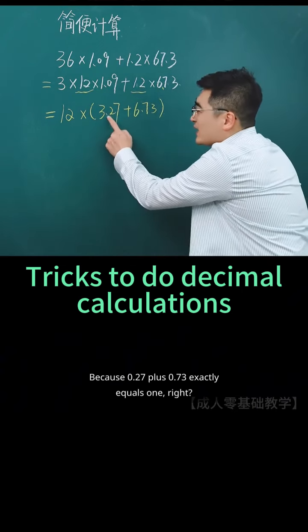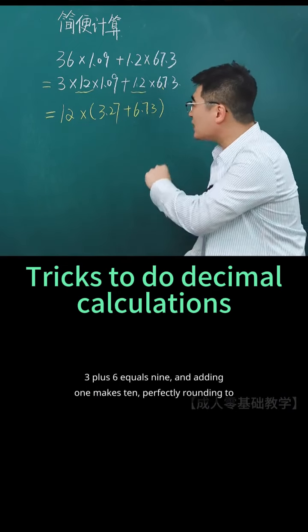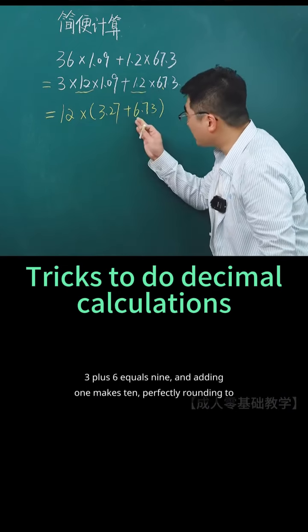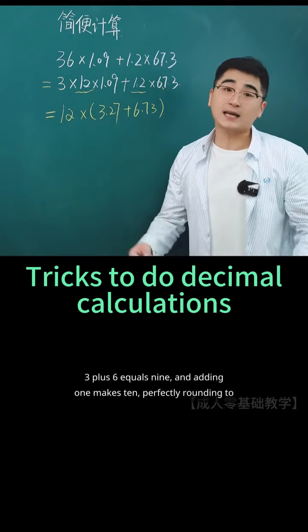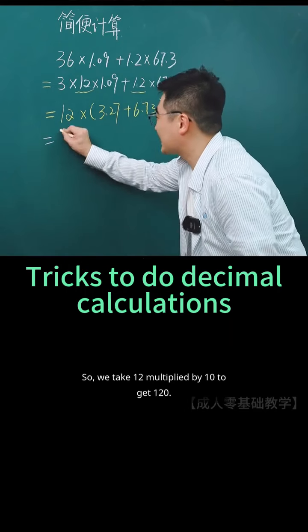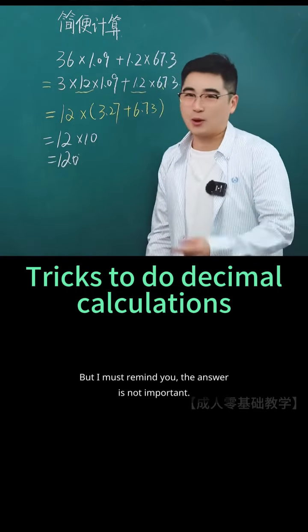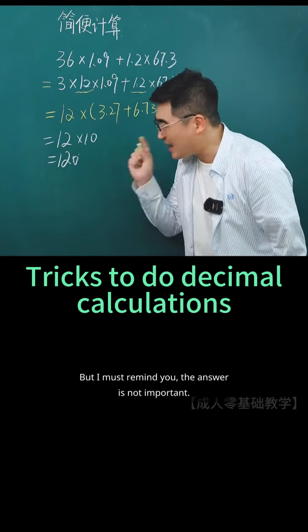At this step, we can be assured. Why? Because 0.27 plus 0.73 exactly equals 1. Right. 3 plus 6 equals 9, and adding 1 makes 10, perfectly rounding to tens, hundreds, or thousands. So, we take 12 multiplied by 10 to get 120. But I must remind you, the answer is not important.